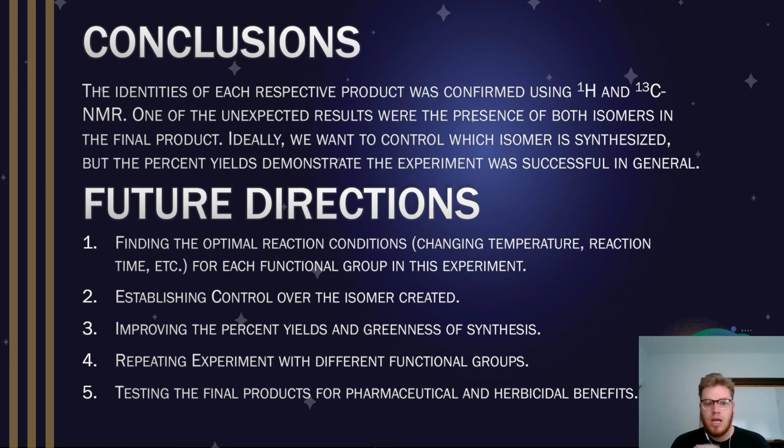Future directions. In order of priority, the first one is finding the optimal reaction conditions for each functional group in this experiment: the chlorine, the methyl, and the nitro. The second is establishing control over the isomer, so we're getting the exo or the endo. Improving percent yields and greenness is always an option, and then repeating the experiments with different functional groups, so we want to use more groups, like anything else really.